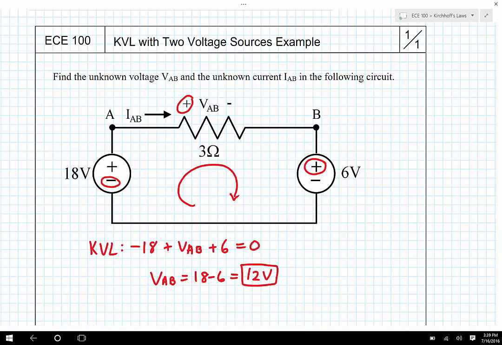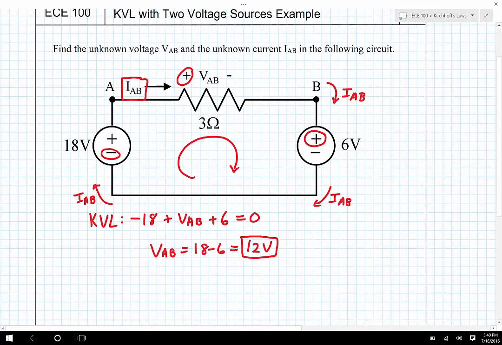Now we're asked to find I sub AB. You can see I sub AB as this current right here. It's actually the same current that's going around the entire circuit because there's really no other place that current can go in this case. So I sub AB is actually at all points in this circuit. We will encounter later on some other places where there might have been some branching, but really we could have just labeled this as being I.